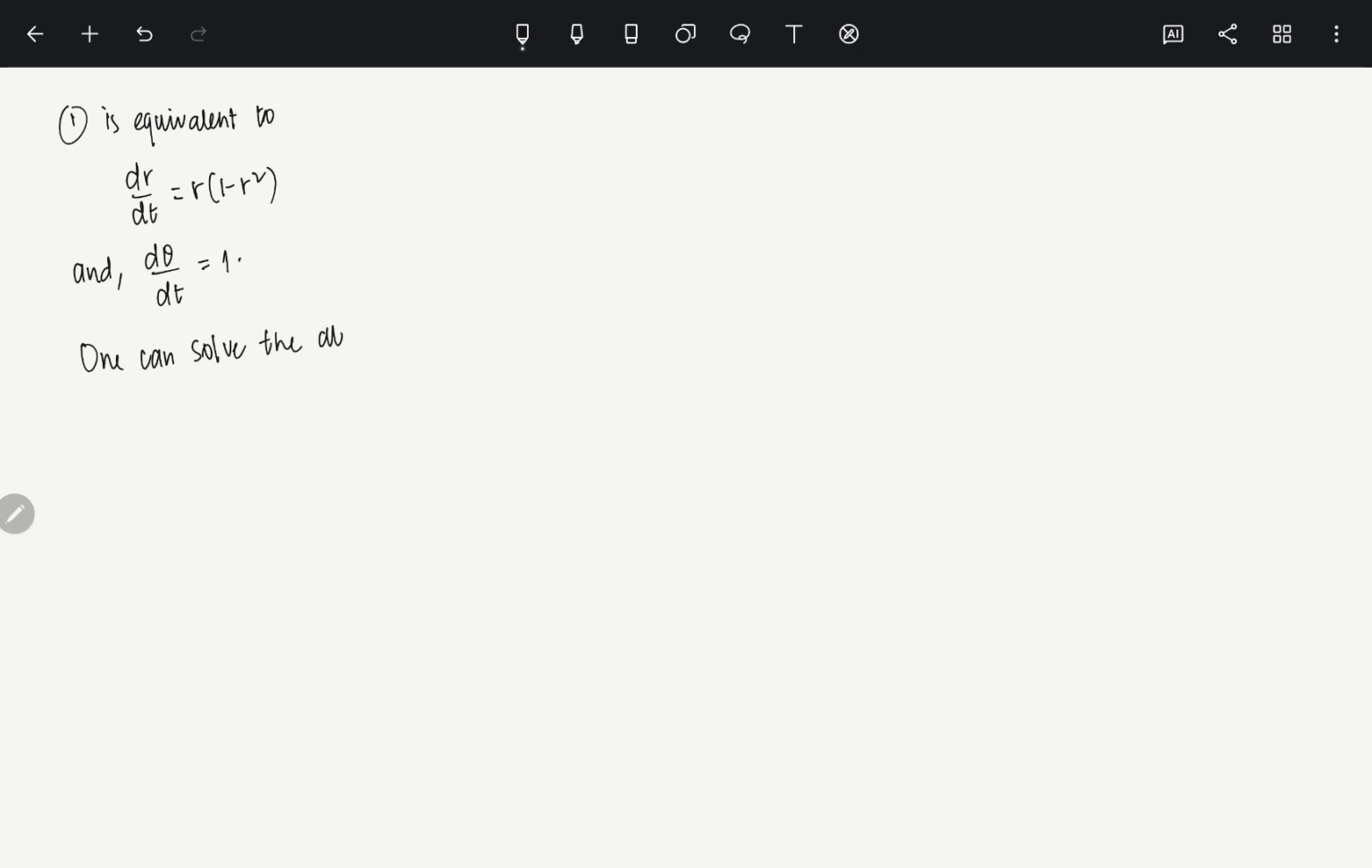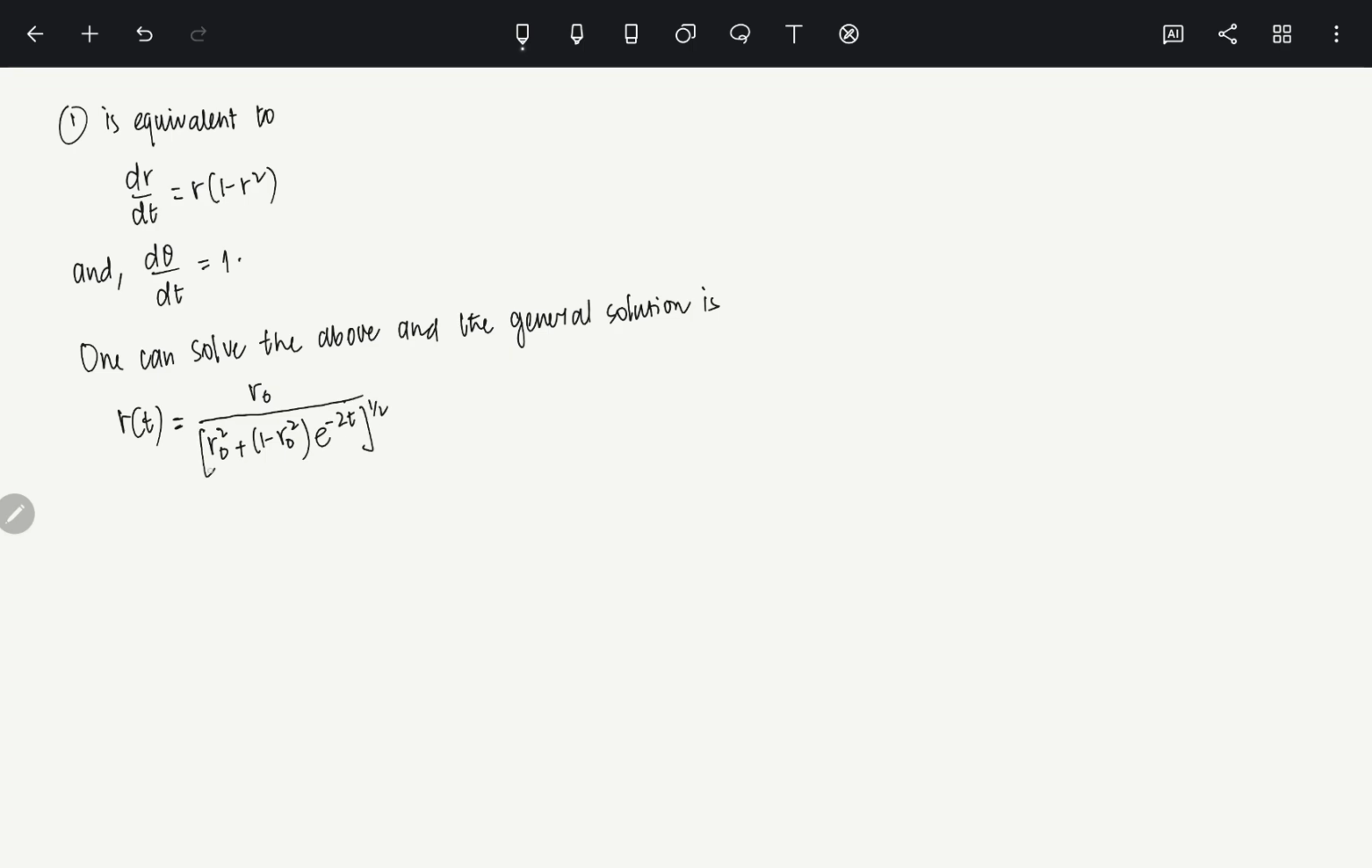One can solve the above and obtain the general solution, which will be given like this. The solution is r of t equals some r naught, where r naught is r evaluated at the point 0, and then r naught square plus (1 minus r naught square) e to the power minus 2t, all times one half.